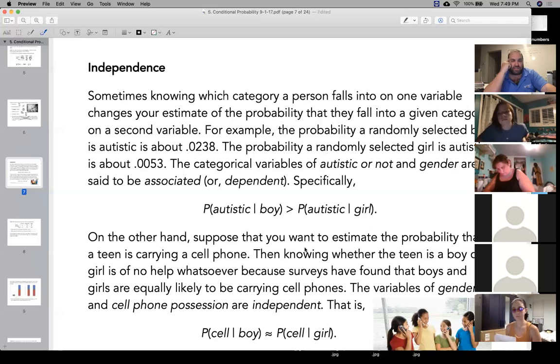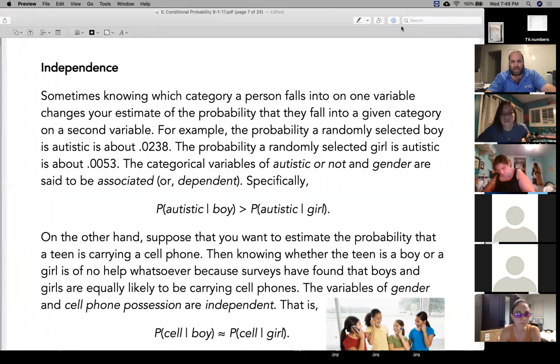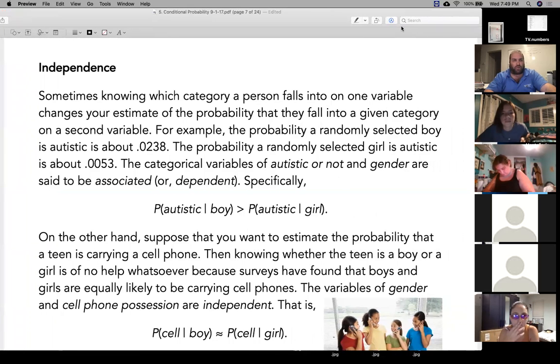So let's start on slide 7. It says, sometimes knowing which category a person falls into on one variable can change the likelihood of another variable or of the category that they fell into.